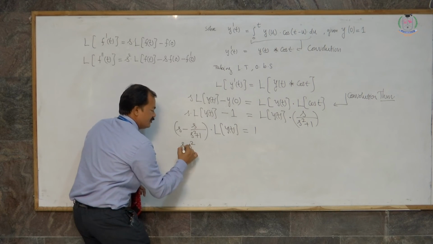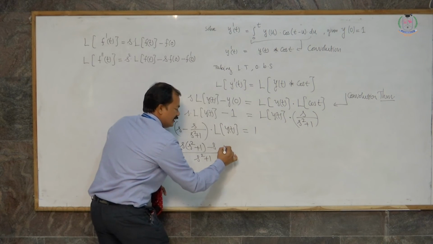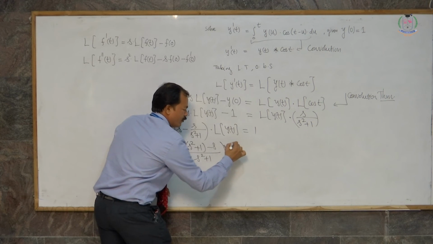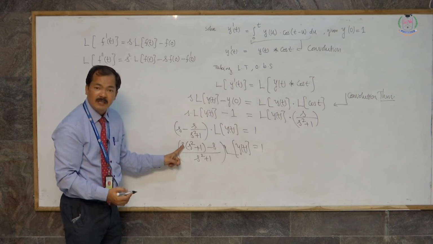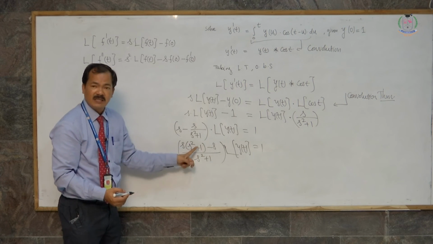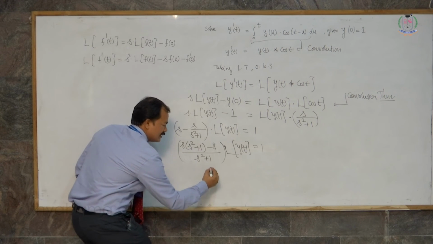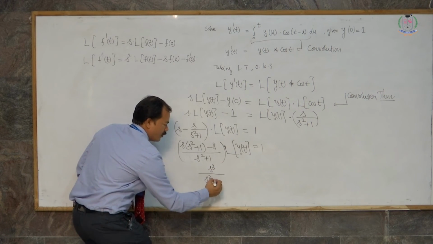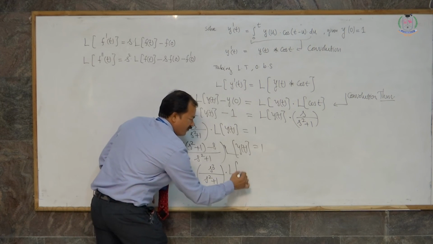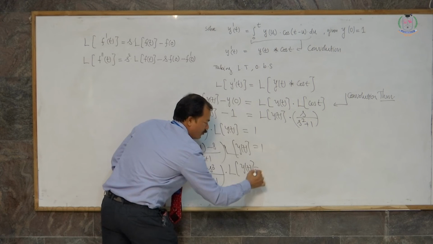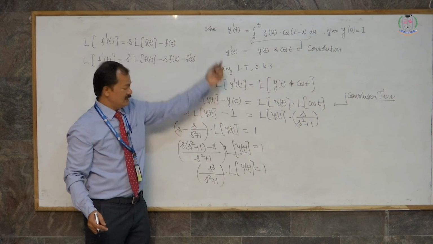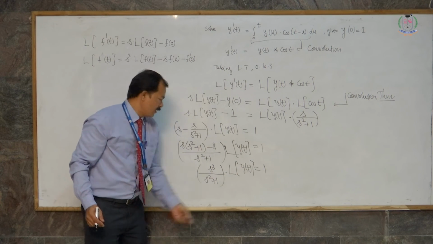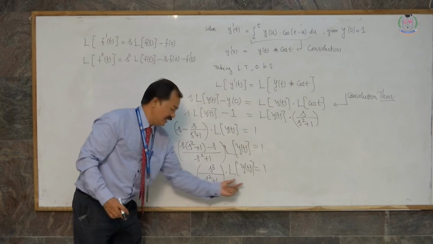So, s into s square plus 1 minus s upon s square plus 1 into L of y of t is equal to 1. When you simplify, this becomes s cube plus s minus s. So, plus s minus s get cancelled. We get s cube upon s square plus 1 into L of y of t equal to 1. We want y of t, that is our aim. For solving this, we want y of t alone. So, keeping this alone on one side, push this to the other side.